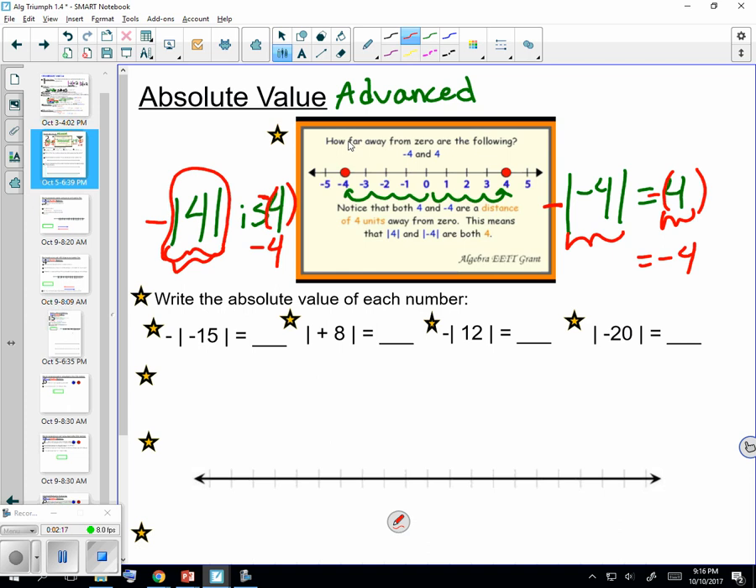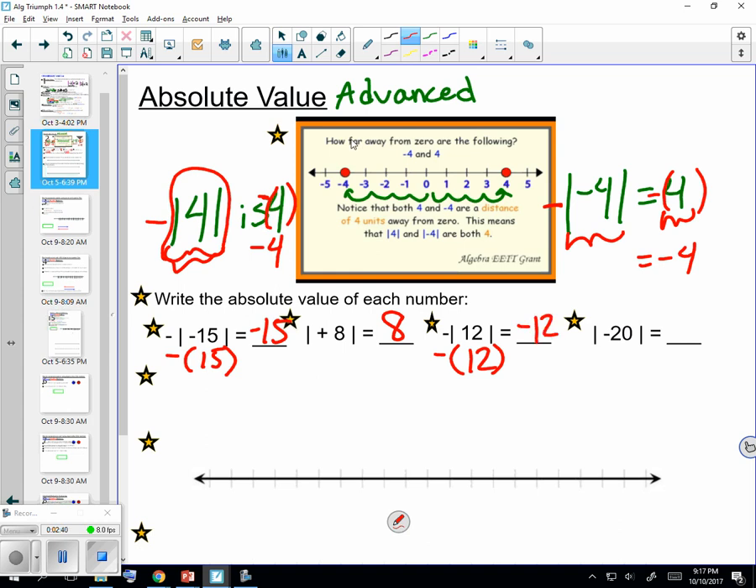The negative absolute value of -15 is negative the absolute value of 15, so it's -15. The absolute value of 8 is still 8. We're 8 places to the right of 0. The negative absolute value of 12. Well, the absolute value of 12 is 12. So the negative of it is -12.